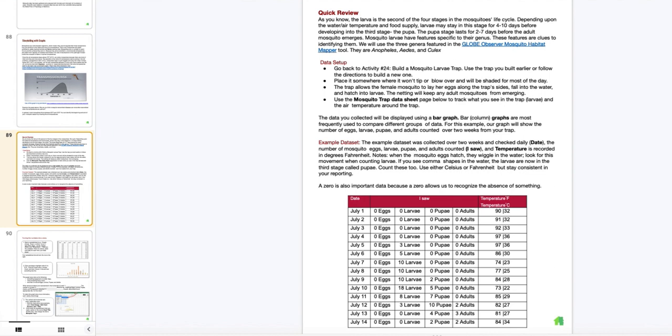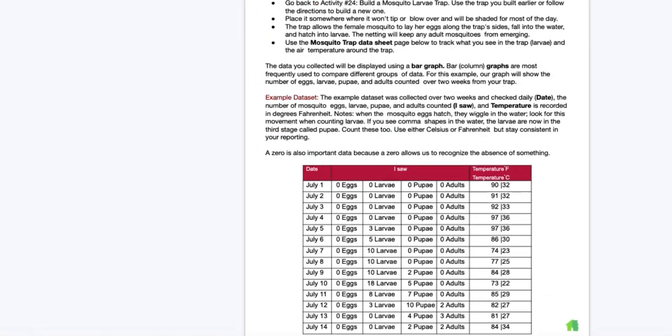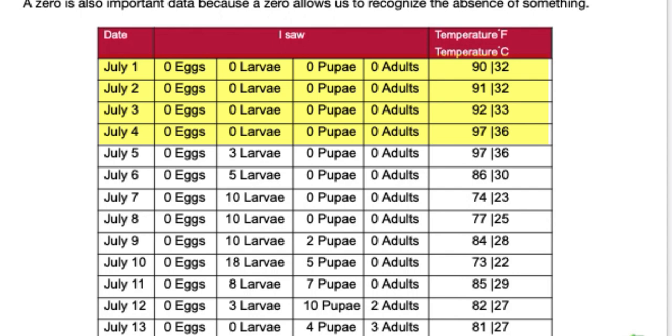As you can see, as I was observing my trap, I recorded temperatures in the low 90s for the first few days. There were no eggs observed, larvae, pupa, or adults, and so in those columns I placed 0, and 0 is an important number.